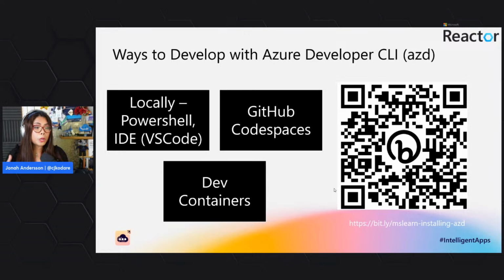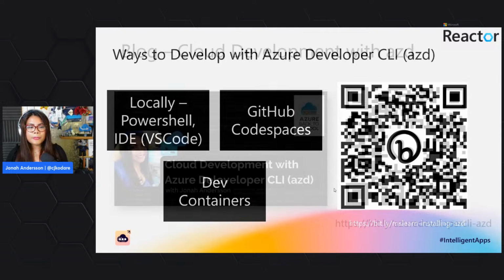So you can do it locally. You can install it using PowerShell, and there's a plugin on VS Code as well. Dev containers, you can do that with Azure Developer CLI and GitHub Codespaces if you want to code on the go with Codespaces.